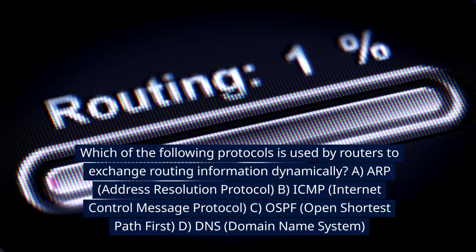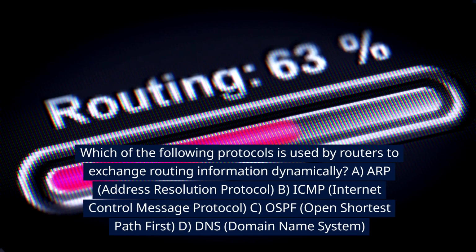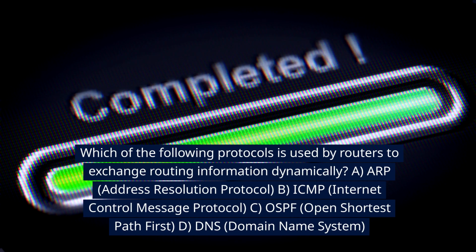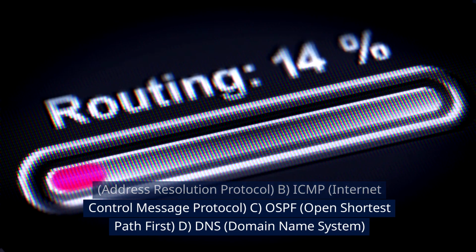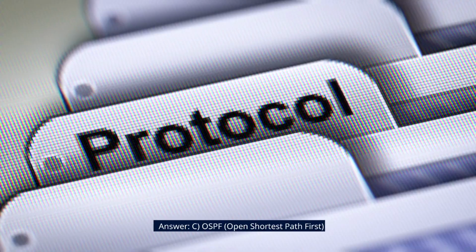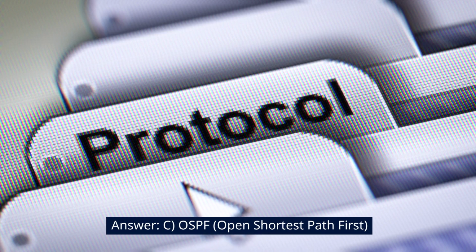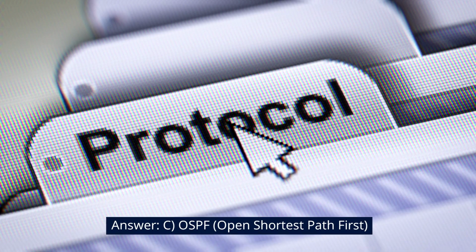Which of the following protocols is used by routers to exchange routing information dynamically? A. ARP, Address Resolution Protocol. B. ICMP, Internet Control Message Protocol. C. OSPF, Open Shortest Path First. D. DNS, Domain Name System. Answer. C. OSPF, Open Shortest Path First.